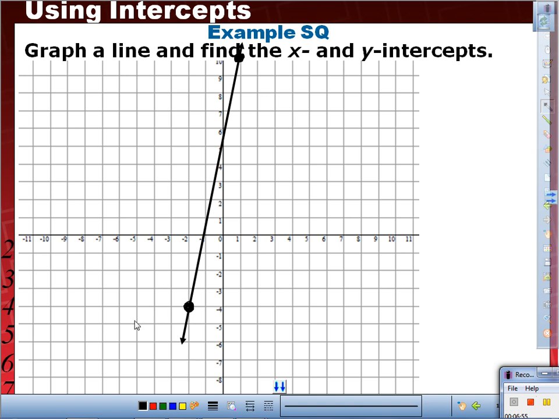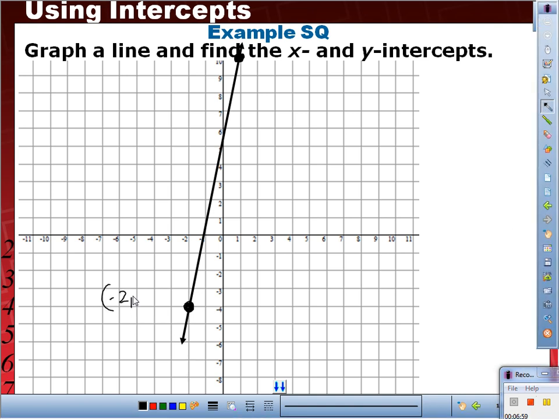Once again, the 2 points given were -2, -4, and 1, 10. Once you plotted those 2 points, you sketch your line going through those 2 points, and then arrows at the end. Now that you have your line, you need to identify the X-intercept and the Y-intercept. 30 seconds.